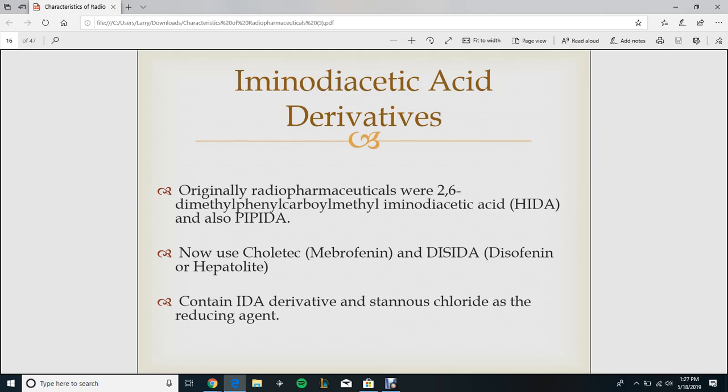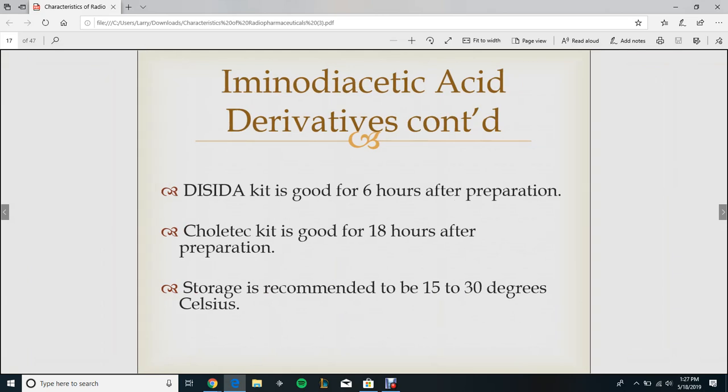They contain an IDA derivative and stannous chloride as the reducing agent. The Disida kit is good for 6 hours after preparation. The Choletec kit is good for 18 hours after preparation. Storage is recommended at 15 to 30 degrees Celsius.